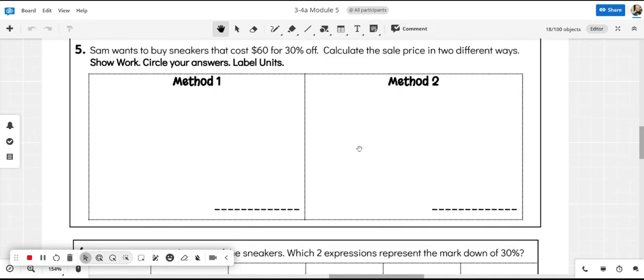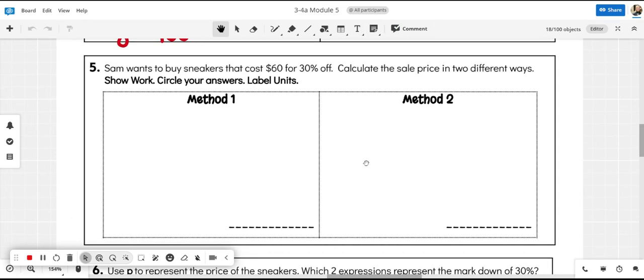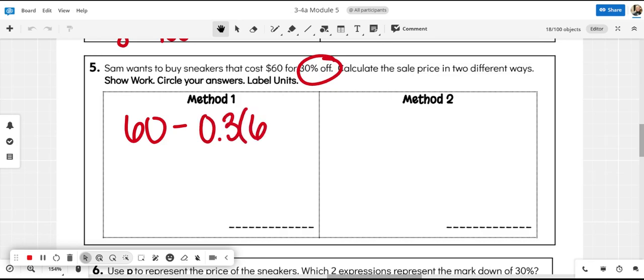Sam wants to buy sneakers that cost $60 for 30% off. Calculate the sale price 2 ways. So this is what we were doing yesterday. If you remember, there's 2 ways. They cost $60, and if it's a sale price, that's getting smaller, so I'm subtracting, and I have 30%. So 30% as a decimal, 0.3 times 60. Hopefully you did 30% of 60 in your head. Got 18, which will make the sale price $42.